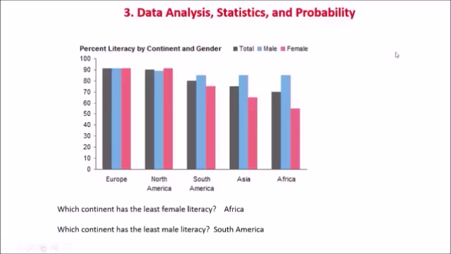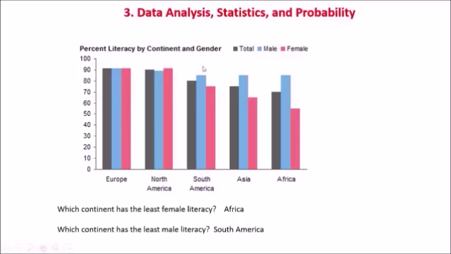So now let's move on to the next chart. So this is also bar chart, but there are multiple bars here, right? So there are 3 different colors. On the y-axis, it's a percent literacy. That's the y-axis. On the x-axis, you've got different continents. And then there are 3 bars for every continent.